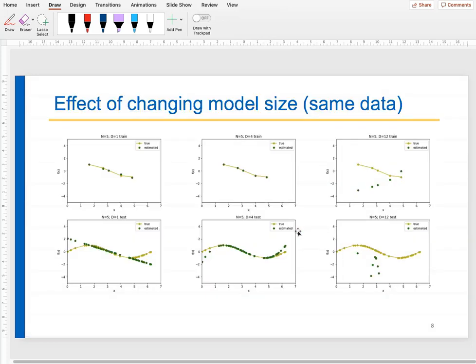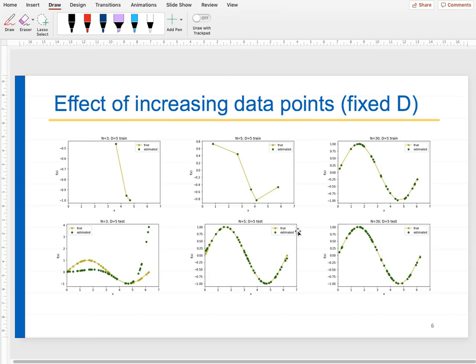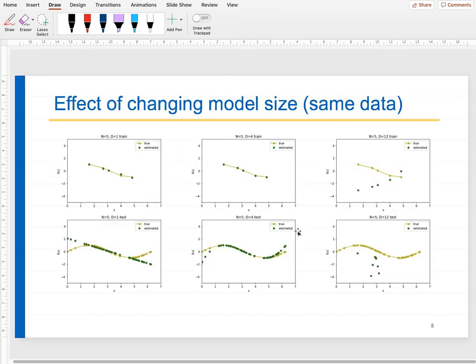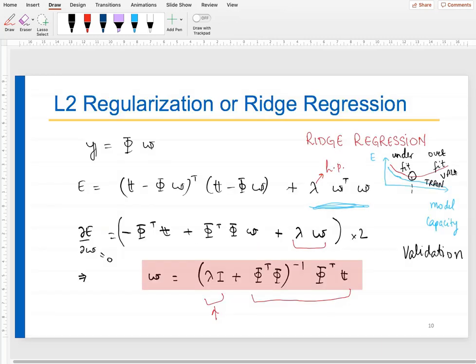This one? Yes. Good point, I didn't notice this. So the training error is very large here. I think I made a mistake in plotting. Training error should have been small there.